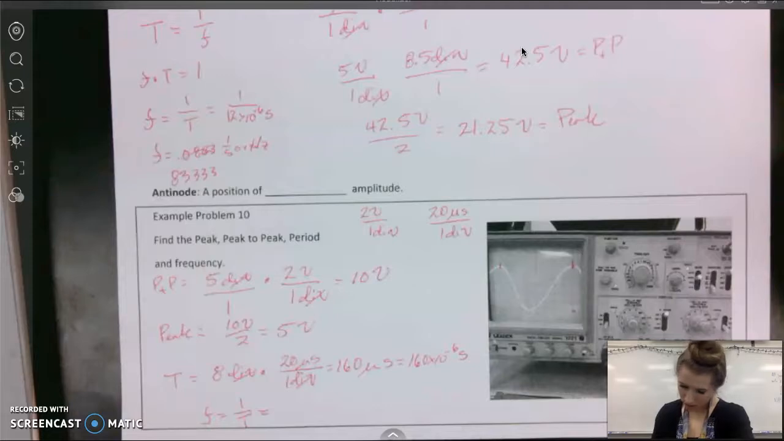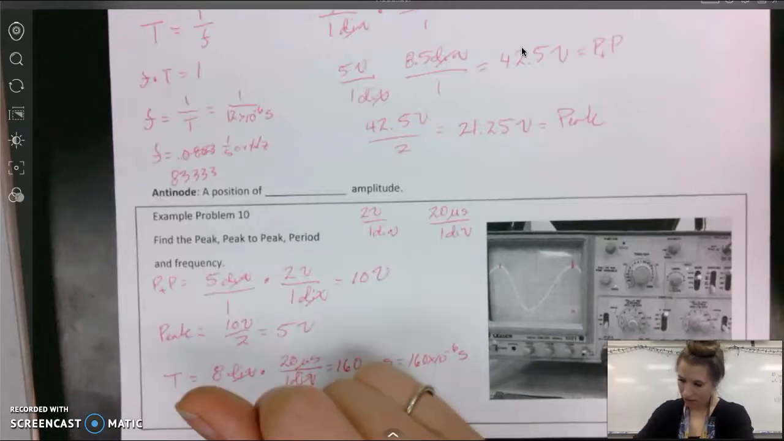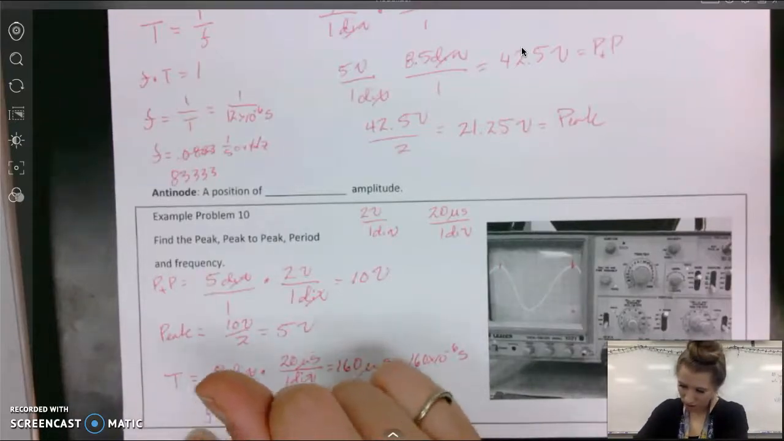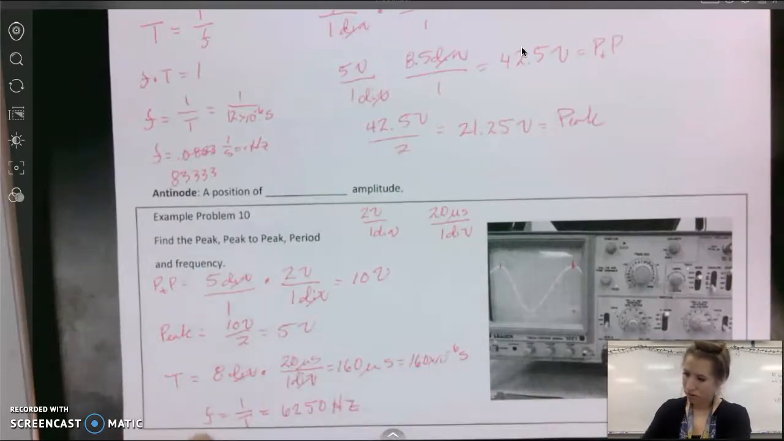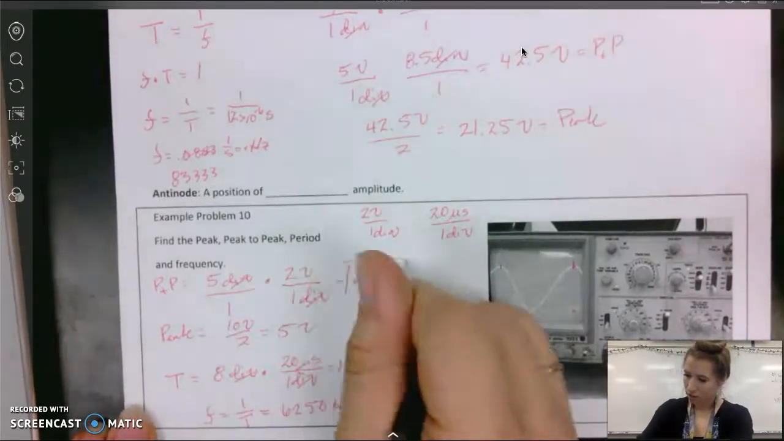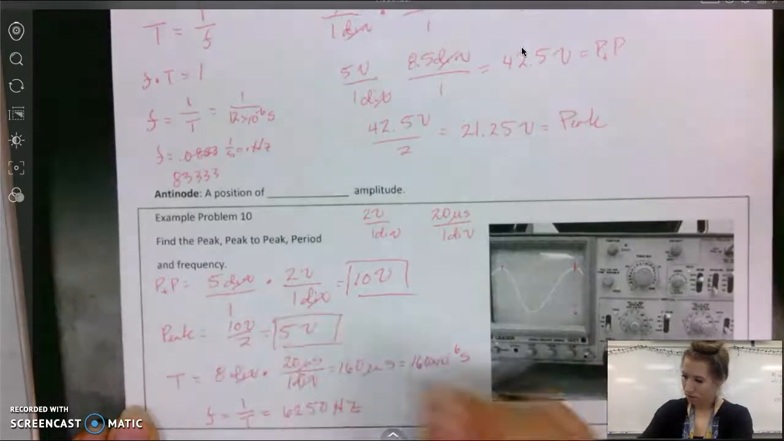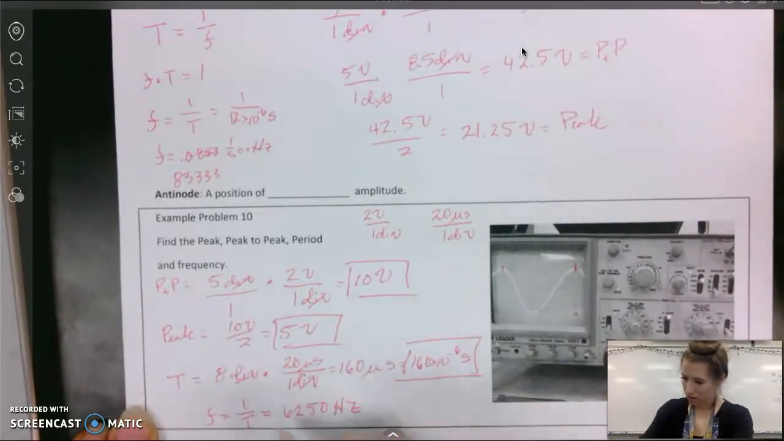Okay, so then back to this one, I'm going to do 1 divided by 160 times 10 to the negative 6. And that gives me a frequency of 6,250 hertz. Okay, so we found our peak to peak, we found our peak, we found our period, and our frequency.